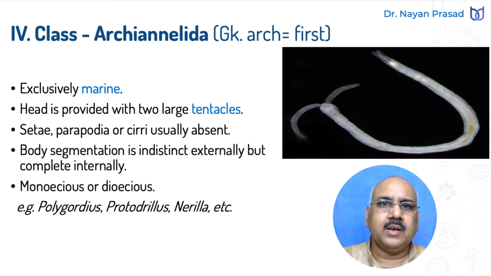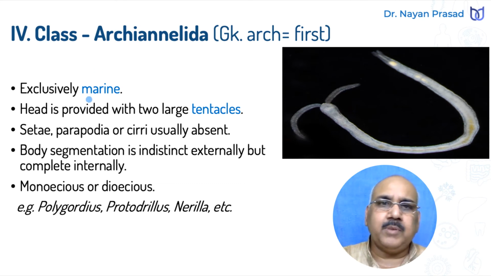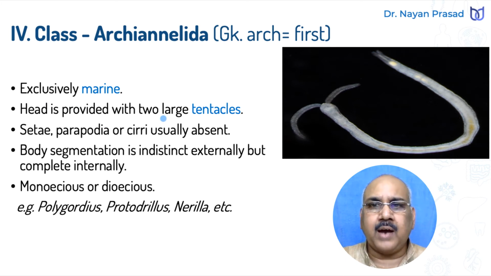One other class, Archiannelida. In the Greek language, arch means first. So these are called primitive annelids, first annelids. They are exclusively marine, found in seawater. Head is provided with two large tentacles. In this image of Polygordius, we are seeing two large tentacles. Setae, parapodia or cirri are usually absent. So here setae-like or parapodia-like structures are absent.